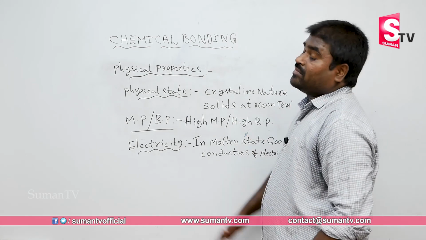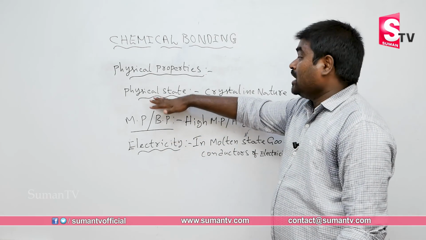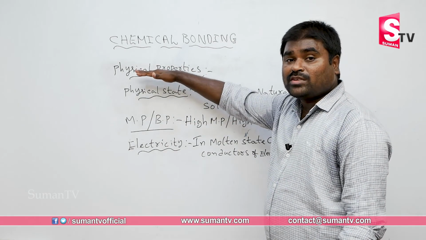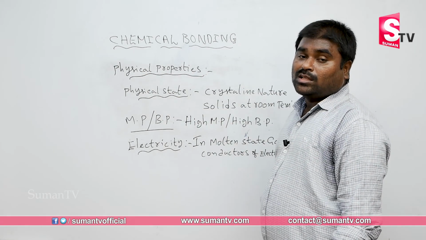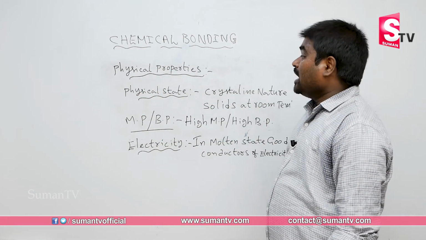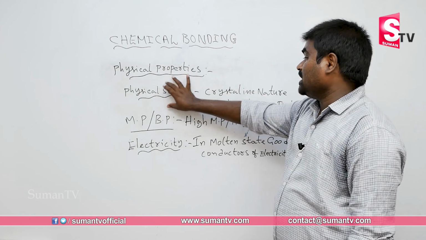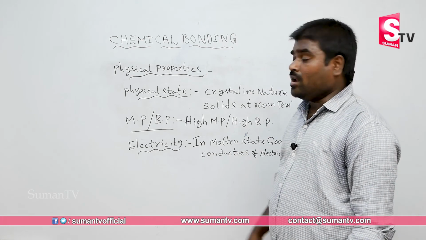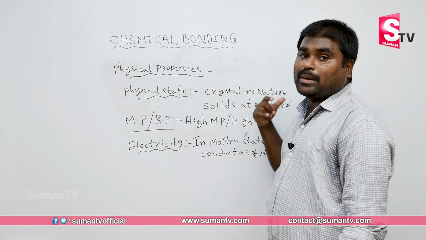Okay, these are some of the physical properties, children. Physical states we have completed in earlier examples. We have seen the formation of sodium chloride, magnesium chloride, and magnesium oxide in ionic compounds. Many examples we have taken. Now we are learning about physical properties. Physical state means almost all ionic compounds are crystal in nature and solids at room temperature.